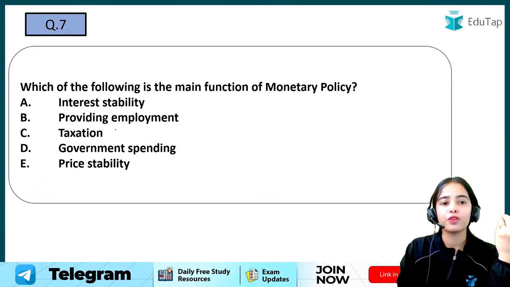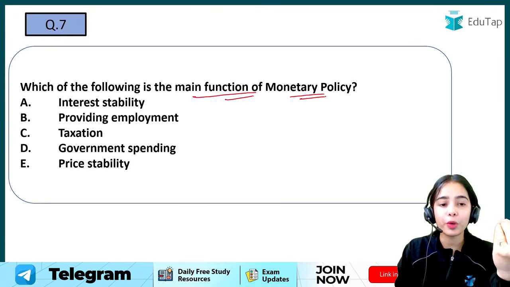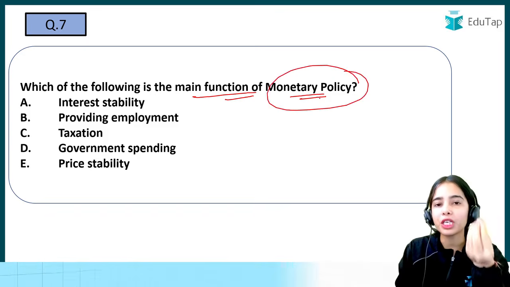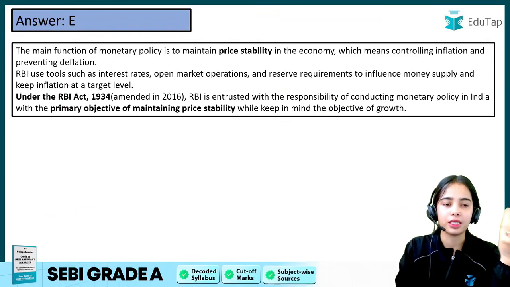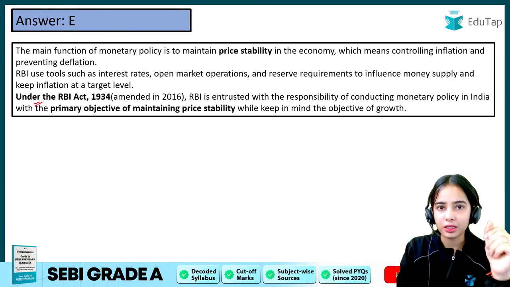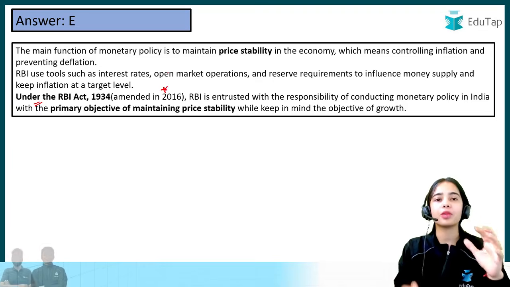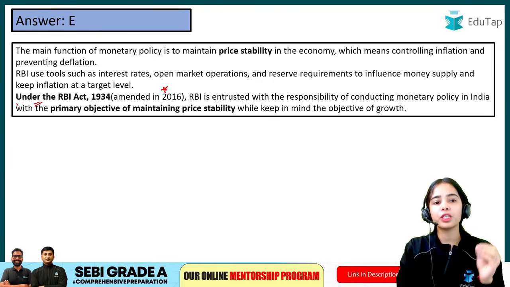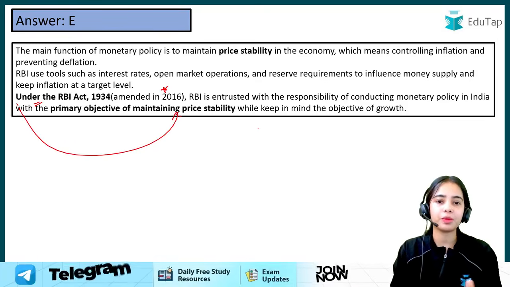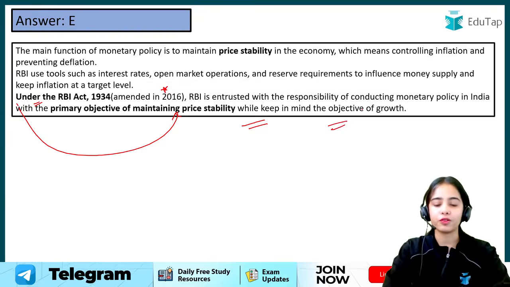Okay. Now, which of the following is the main function of monetary policy? So the main primary objective of monetary policy is price stability. Okay. So this is the answer. Under the RBI Act of 1934, amended in 2016, RBI is entrusted with the responsibility of conducting the monetary policy in India with the primary objective of maintaining price stability while keeping in mind the objective of growth.